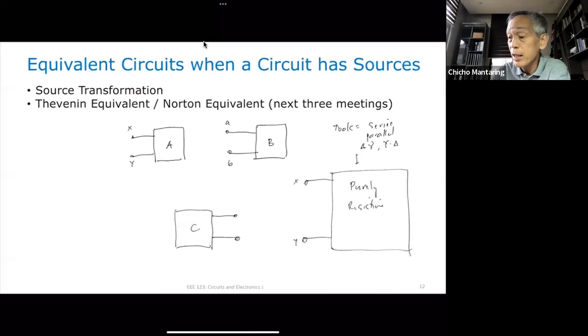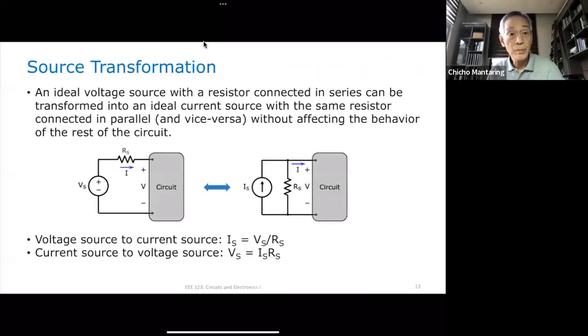Okay. So the first thing that we will discuss is source transformation. What is source transformation? If I have an ideal voltage source with a resistor connected in series, this can be transformed into an ideal current source with the same resistor connected in parallel, and vice versa. So what am I saying? Here I have an ideal voltage source, and then I have a resistor, which I call R sub S, connected in series to this ideal voltage source. That can be converted into a current source, I sub S, with the same resistance in parallel to the source, such that this circuit will not be able to distinguish the difference between the left and the right. In other words, this is going to be equivalent to this.